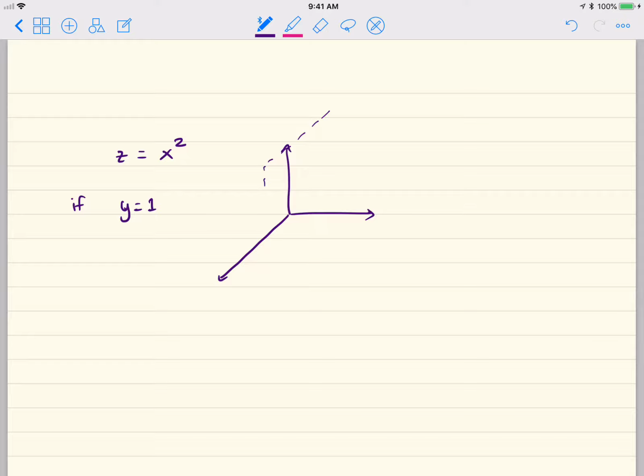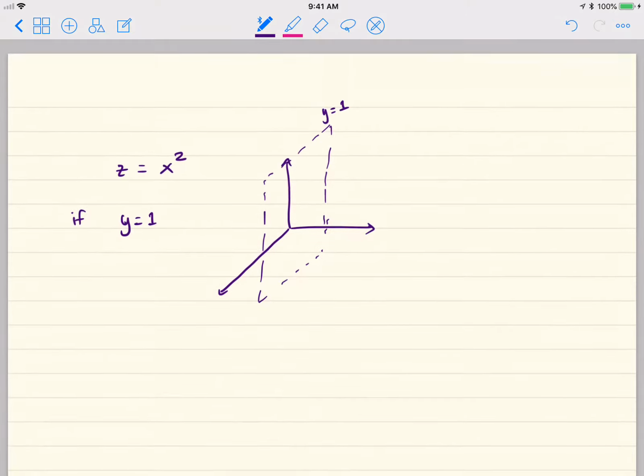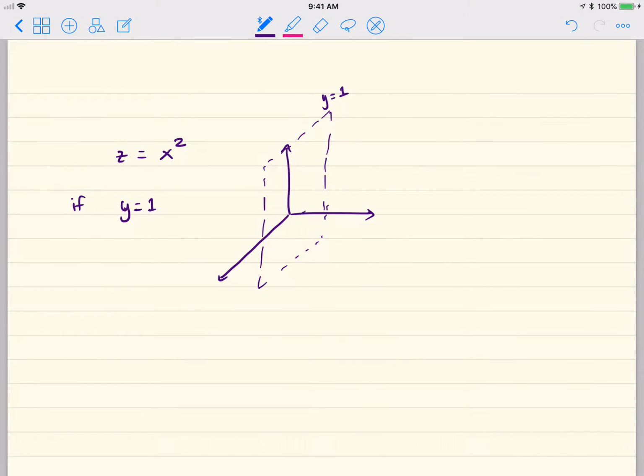In terms of our picture, this is asking what happens if we look at the cross section going through here, because this is the plane y equals 1. We're 1 unit out, 1 unit to the right. Well, if y equals 1, then we've got z equals x squared. It looks like that. It'll be a parabola, right?